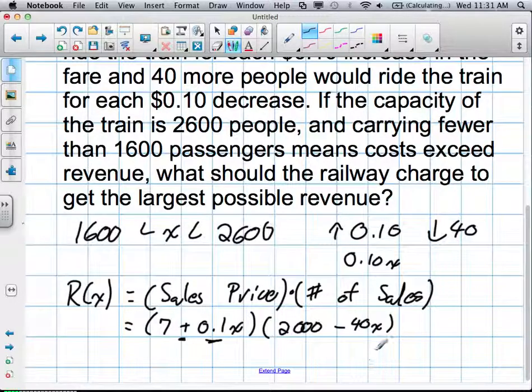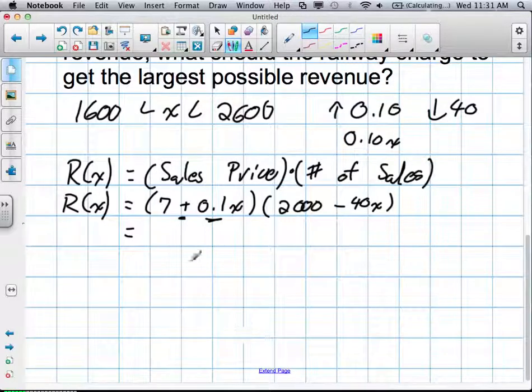So our x is kind of like our ratio for this. So this is our question. This is our revenue equation. Sales price times number of people. Yep. And our sales price is that $7 with a 10-cent increase and 2,000 people with a 40 person decrease. We're going to expand and simplify to figure this out.